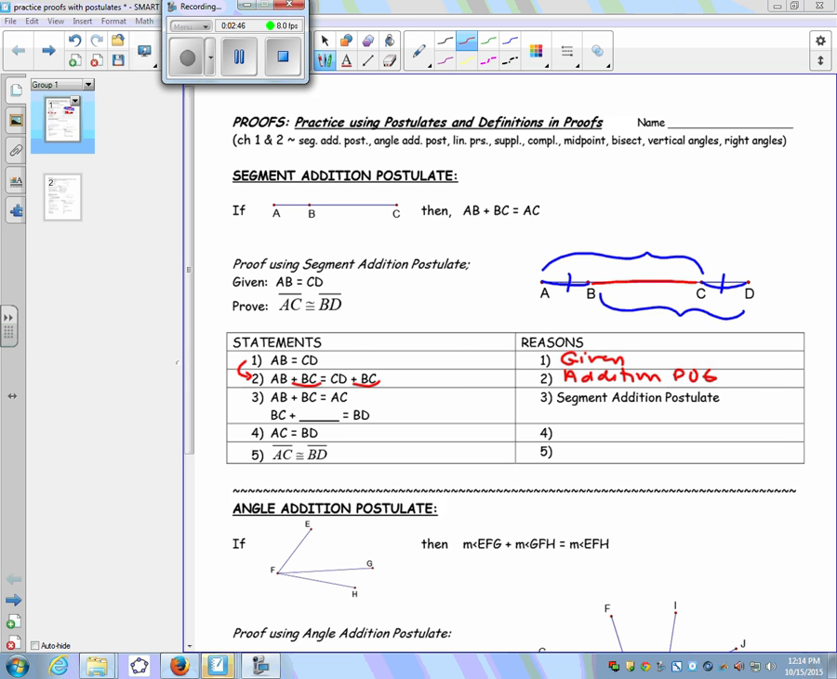Now we're saying AB plus BC equals AC by the segment addition postulate. AB plus BC equals AC by segment addition postulate. We have to fill this in. BC plus blank equals BD. What goes in that blank? BC plus CD equals BD.